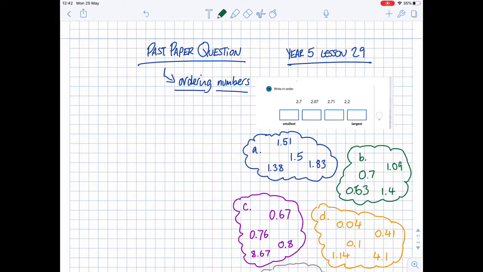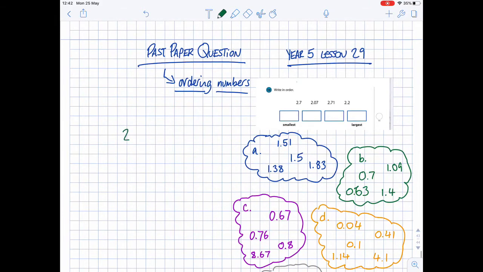Sometimes what people get confused by is, say we had this number 2.07 and we had 2.7. Some people say, well, there's two numbers after the decimal place, so that must be bigger. It's not. We've got to use the same method to work out small and large numbers that we used when we were really little.